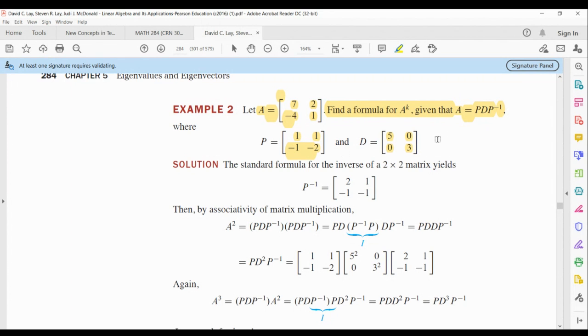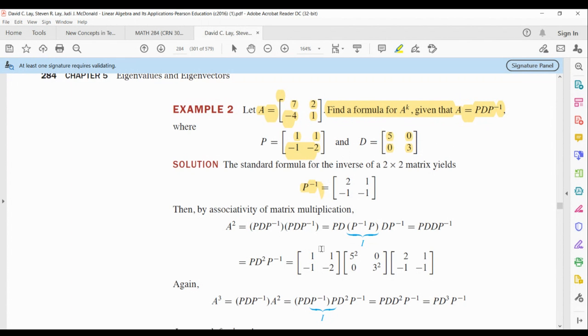Of course, the matrix P will be the matrix whose columns are the eigenvectors of A. And the matrix D will be the diagonal matrix whose diagonal entries are the eigenvalues of A. All right, so let's get a formula for A to the kth power.